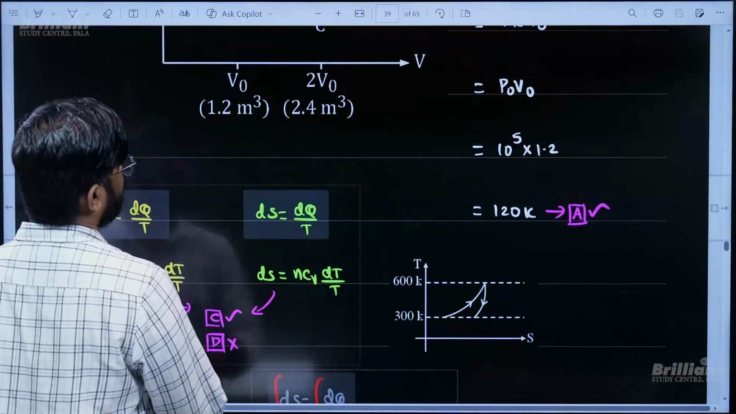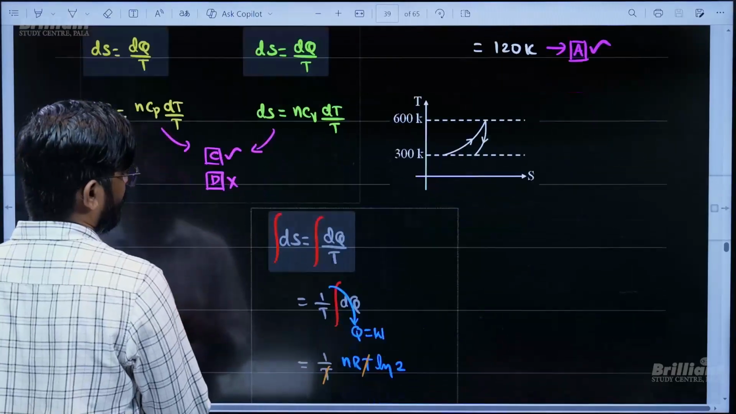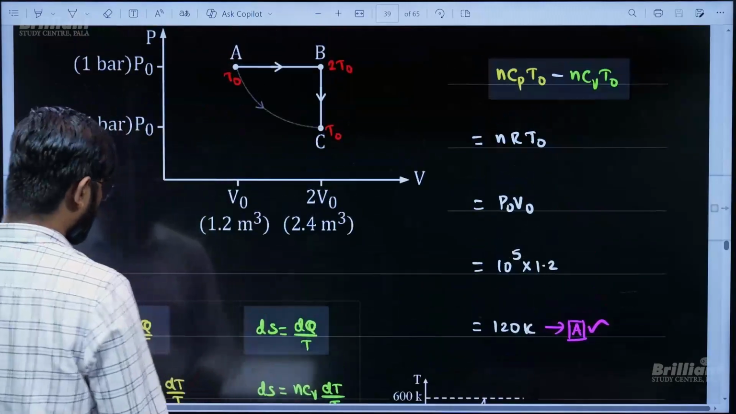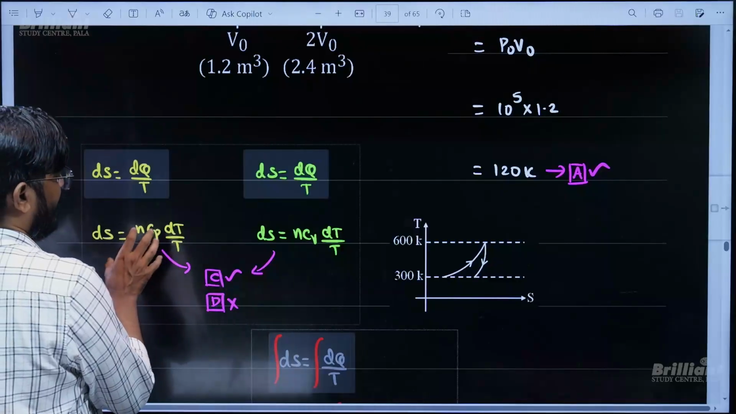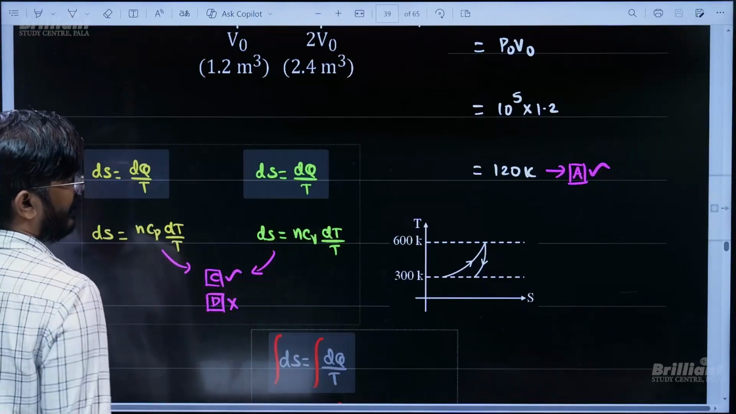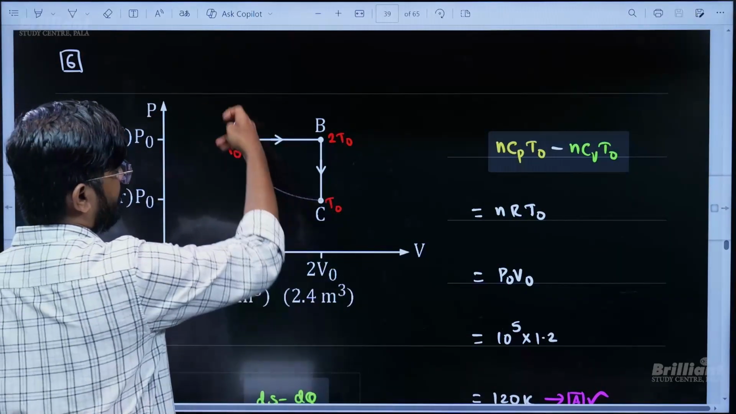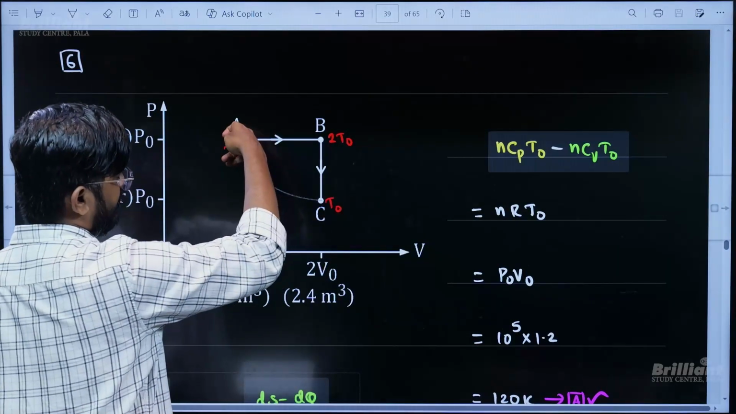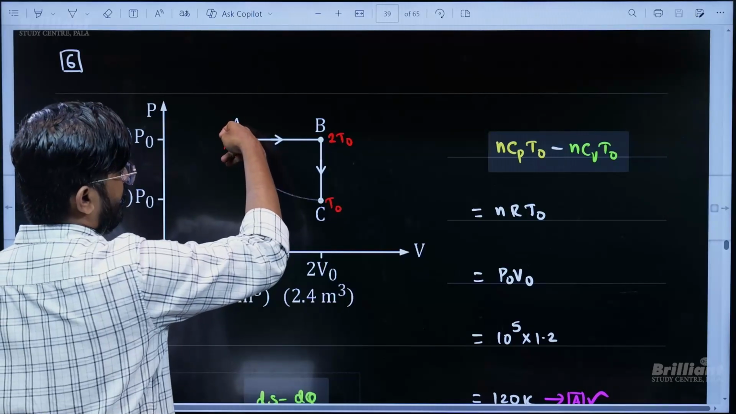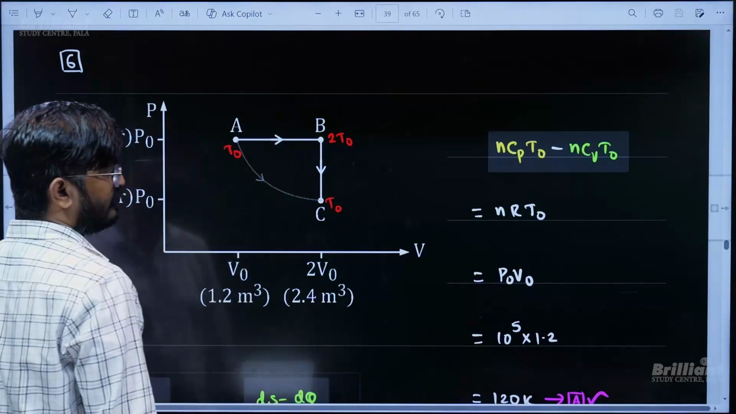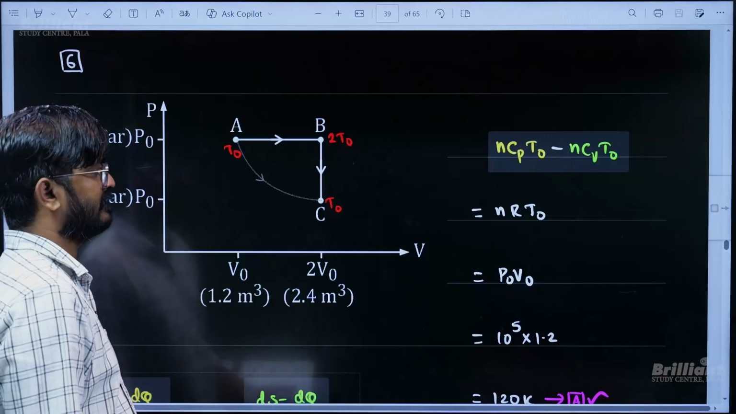Now they were asking what is the change in entropy from A to C. What I am doing here is, I could have integrated this, I could have integrated this, and I could have added, but I am simply going with an isothermal process. If there was an isothermal process which takes the gas from A to C, still the entropy change should be the same because it doesn't depend on the path, it is a state function.